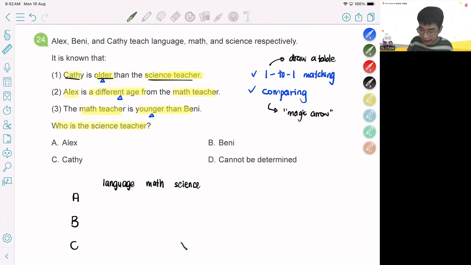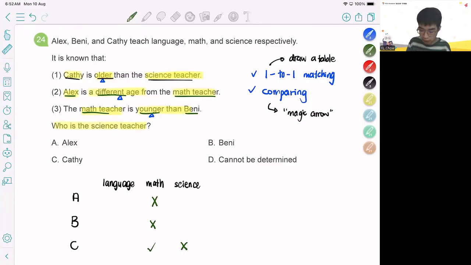So if you see an impossible matching, you can cross out the corresponding row column cell in the table. Likewise, Alex is a different age from the math teacher. So Alex is not the math teacher. Math teacher is younger than Benny. Benny is also not the math teacher. That means Kathy is the math teacher.